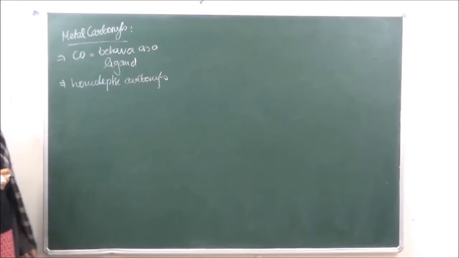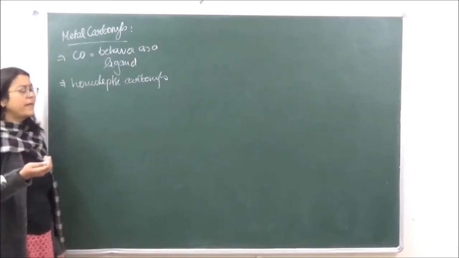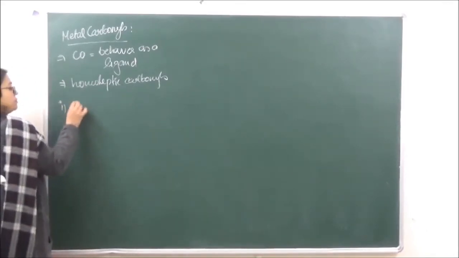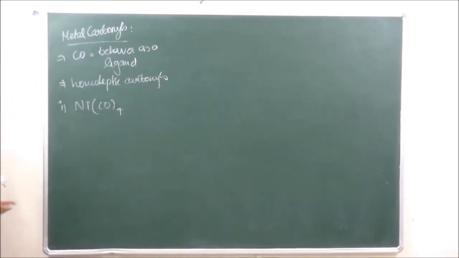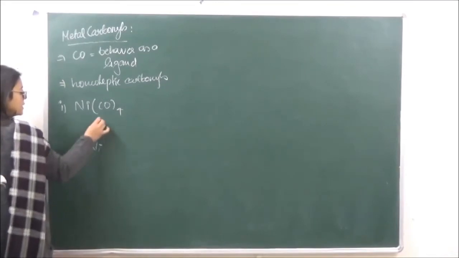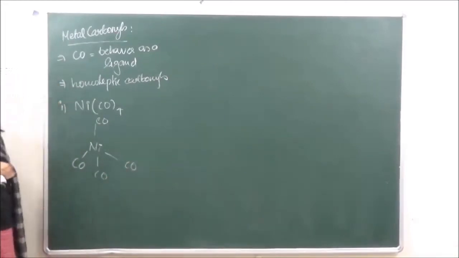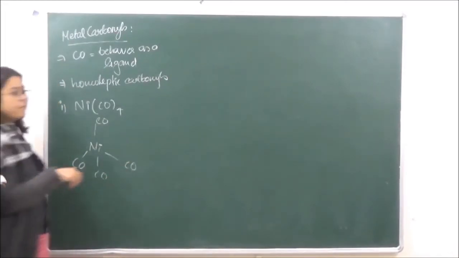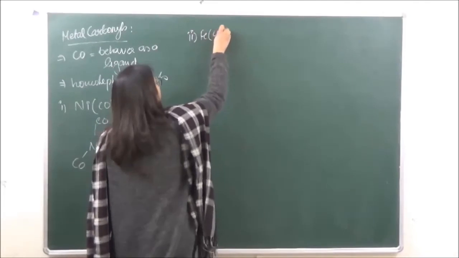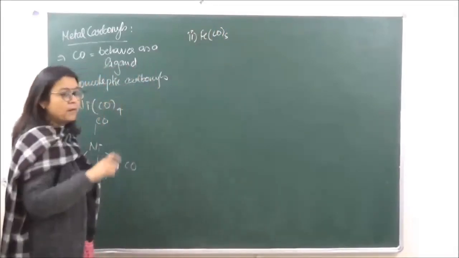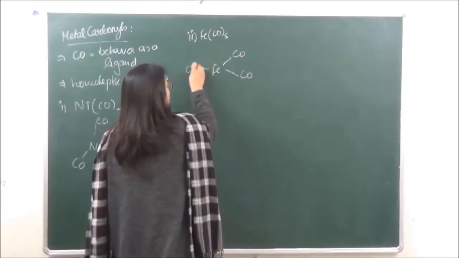When we are talking of the structure of metal carbonyls, they have the same structures as the general coordination polyhedra. For example, if we take nickel carbonyl, this is going to have a normal tetrahedral structure. If we have Fe(CO)5, this is going to have trigonal bipyramidal geometry. So we have over here Fe(CO)5.